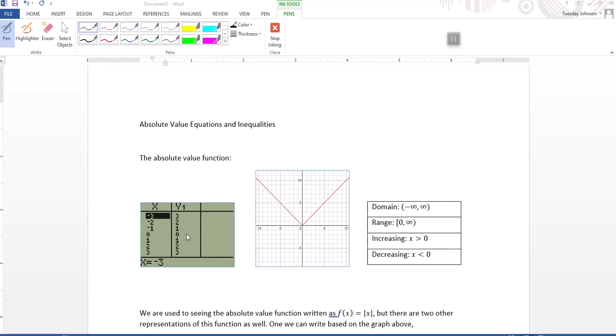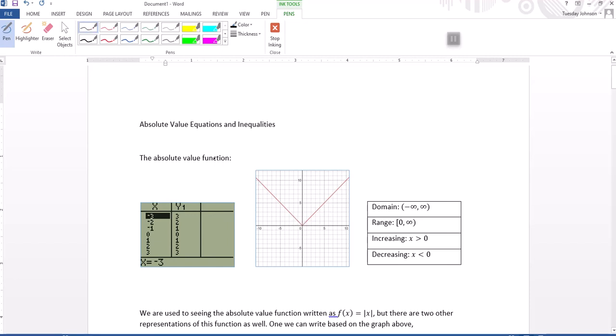The absolute value function can be represented numerically in a table where the input -3 gives an output of 3, input of -2 gives an output of 2, and similarly the input of positive values will output positive values. And this has a V-shaped graph when we graph it.